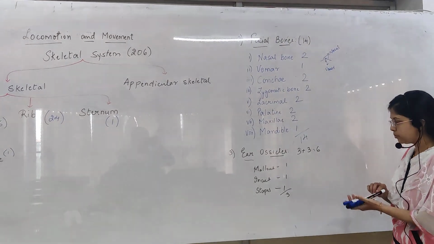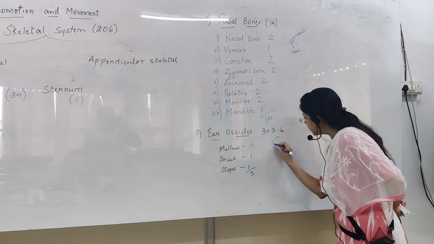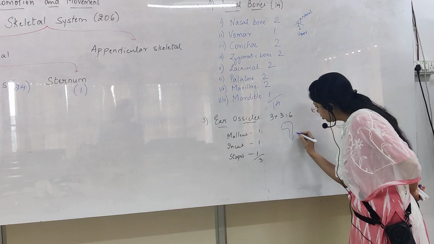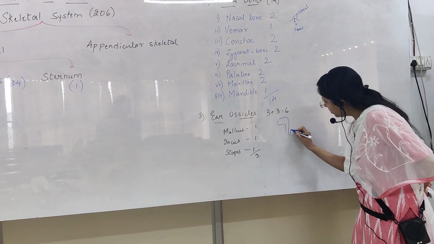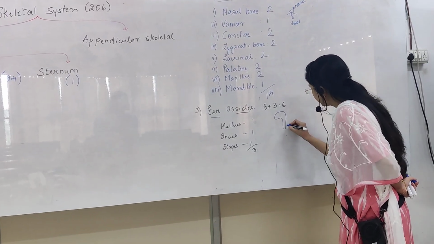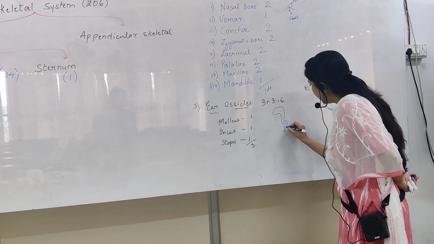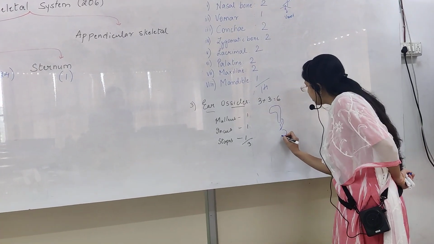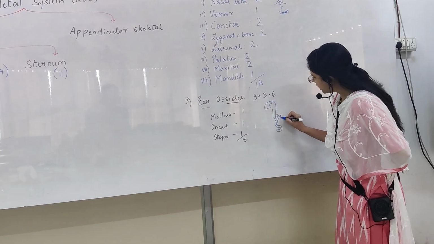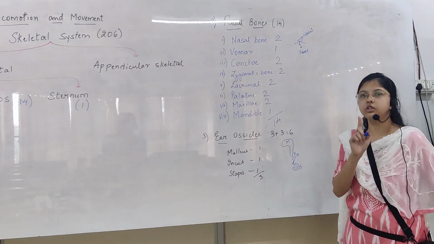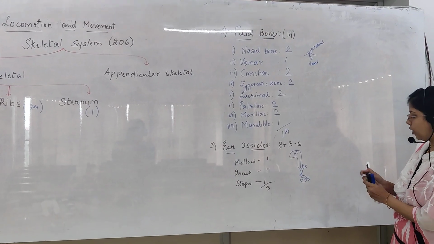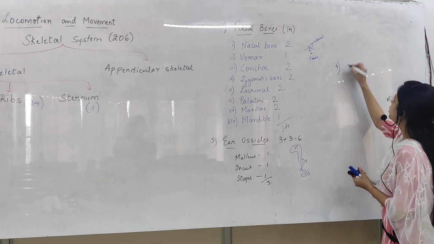The arrangement of these bones is such that the malleus is basically a hammer shaped bone. Attached to it will be the incus, which is anvil shaped. And finally comes the stapes, which is horseshoe shaped. So this is how the arrangement takes place. Malleus, incus and stapes. In each ear 3 bones, 2 ears, so there will be 6 bones. And then comes the hyoid bone.